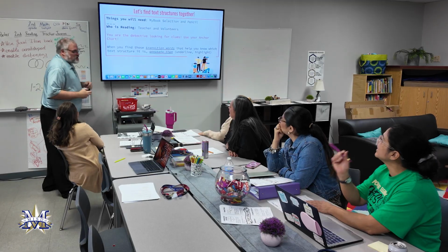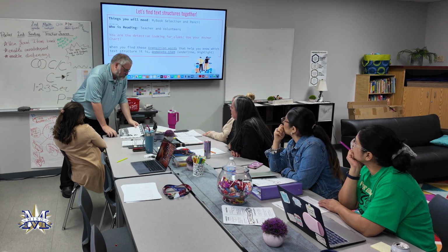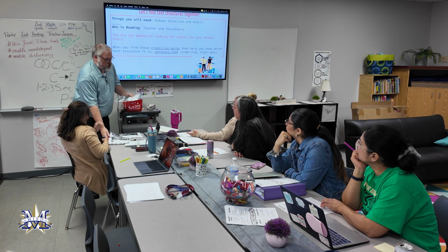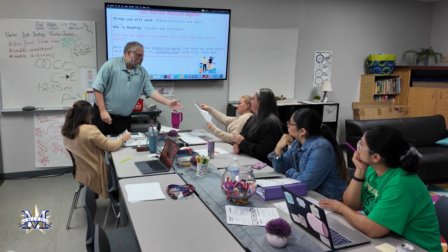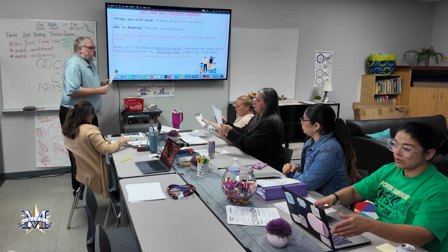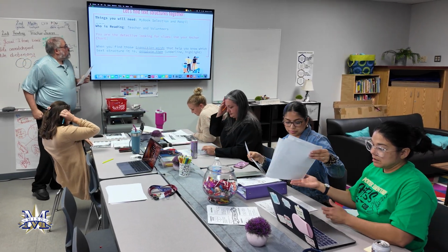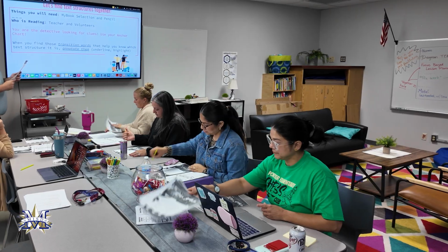All right. So let's practice a little bit with our sequence here. Let's practice our text structures. We will need your selection from your My Books. There is yours. Take one, pass it down. I will need one as well, please. Thank you. Take one, pass them down. We need our My Books. That is what you'll need, your My Book selection and your pencil. That is all you need.